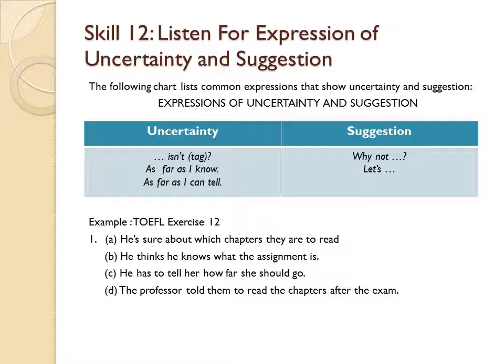The correct answer is B. He thinks he knows what the assignment is. Why B? Because in the conversation, the man replied, as far as I can tell. It is an uncertainty expression. So it's the same as saying that he thinks he knows what the assignment is.